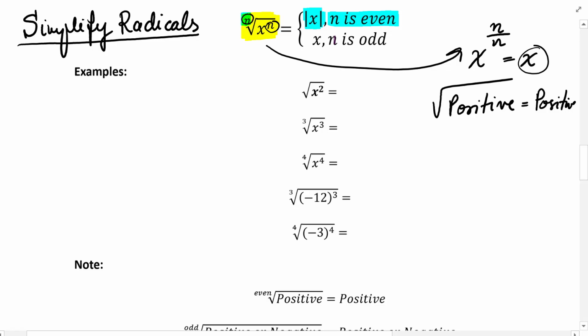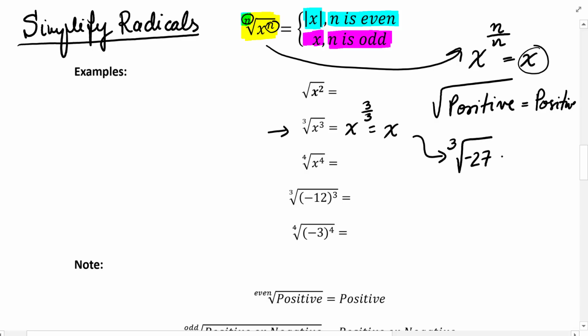And we have another situation if n is odd. So if, for example, you have the cube root of x to the third, like we have in this example here, then it's going to be x to 3 over 3, which is just x to the first, or x. So we are not worried about putting the absolute value in our answer. It doesn't have to produce a positive number, because I want you to think of this example, the cube root of negative 27, that is negative 3, because negative 3 to the third is negative 27.